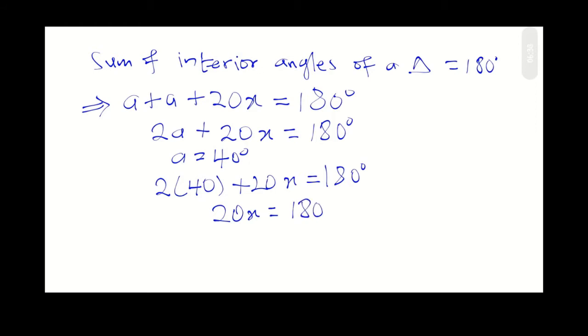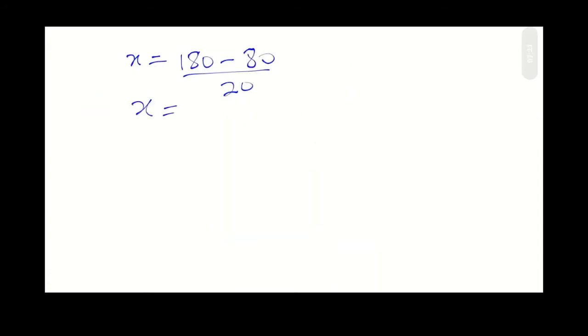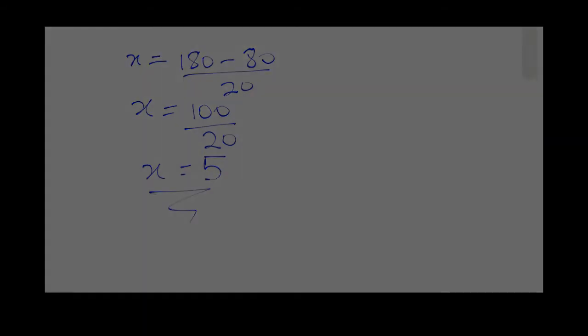So 20x equals 180 degrees minus 2 into 40. We divide both sides by 20 to make x the subject because we are finding x. So x equals 180 minus 80, 2 by 40 is 80, all over 20. And so x equals 100 over 20. 100 over 20 is what? 5. We are done with this question. X is 5.